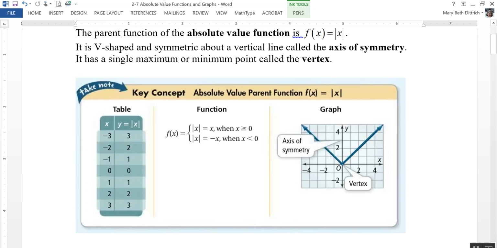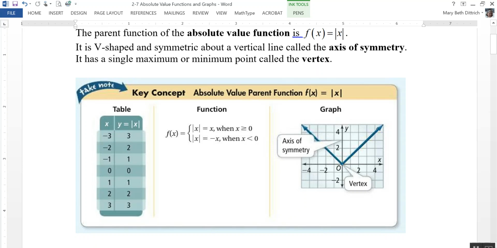So here's what it looks like in a table. Notice that for every x value, when that goes in between the absolute value bars, it ends up being positive. So for an input of -3, you get out a +3. Here's the function written in function notation. Basically, the absolute value of x is equal to x when x is greater than or equal to 0, and the absolute value of x is equal to -x when x is less than 0.